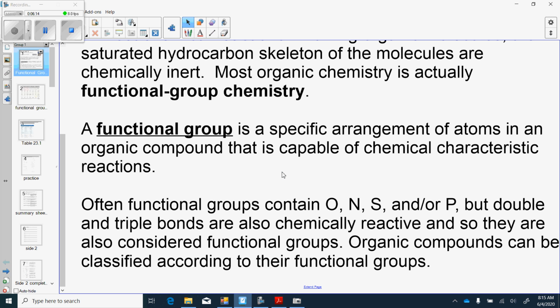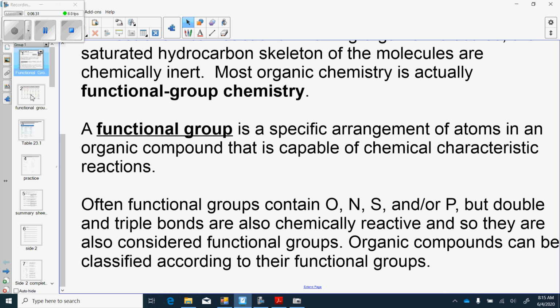But again, it's like the iceberg. The majority of it is inert, not really reactive. It's that little piece above the water, that functional group, that's going to be involved in the chemical reaction and create the chemical and physical properties that we're going to see here today.